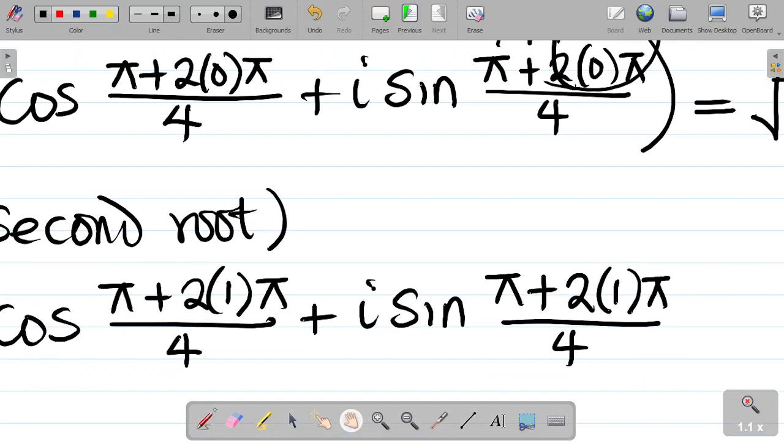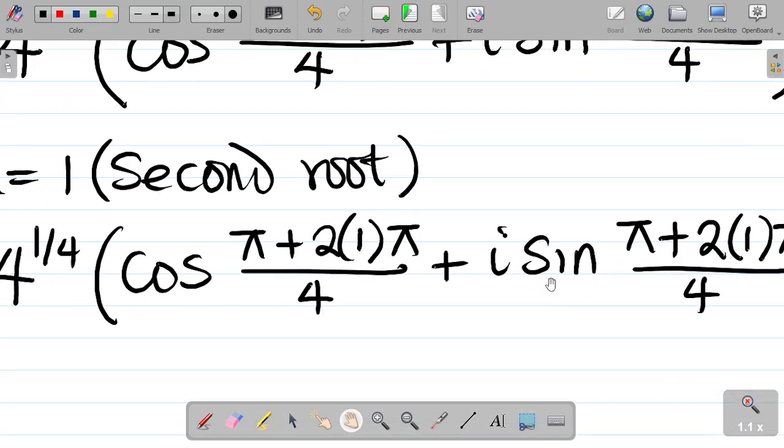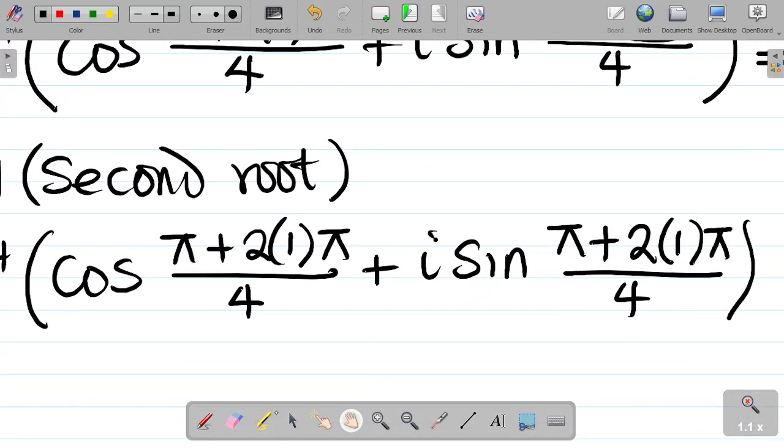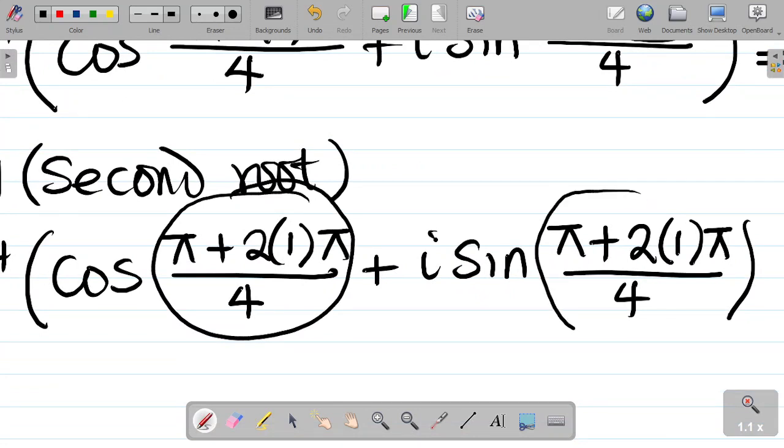So the simple concept for solving this particular one is that whatever thing you have here, you also have here too. Whatever thing you have at this position here, you have exactly the same thing here. It's just the cos and sine that you change, but they remain the same.